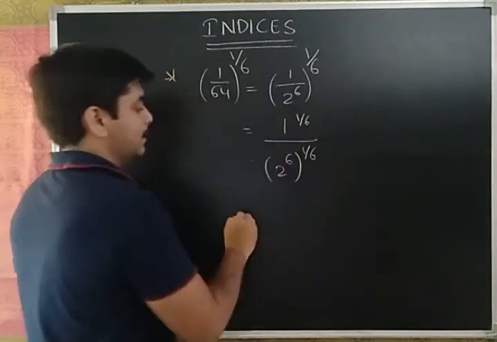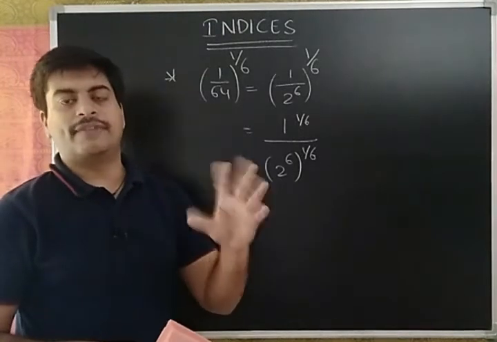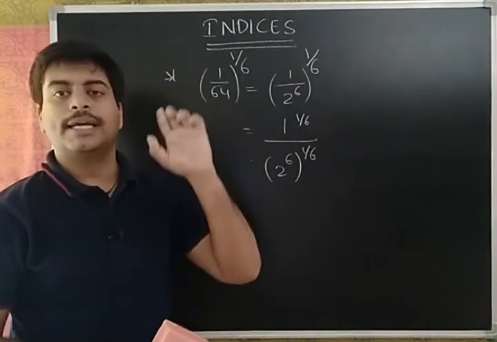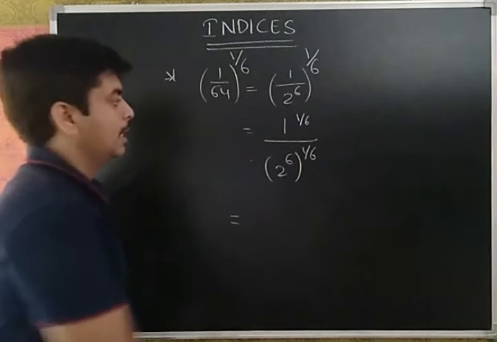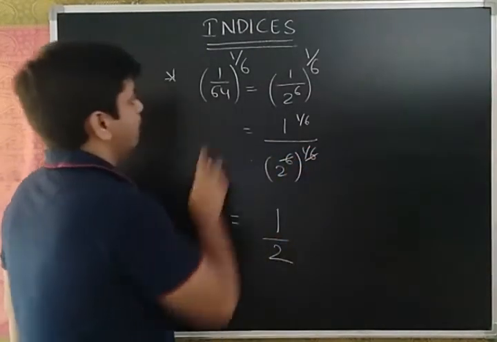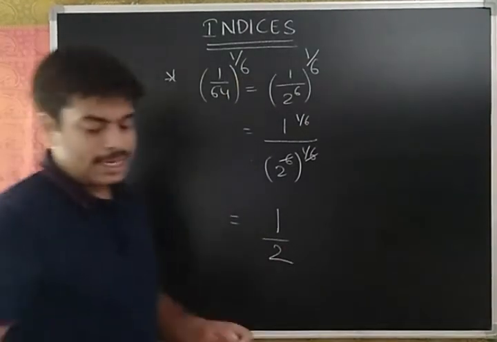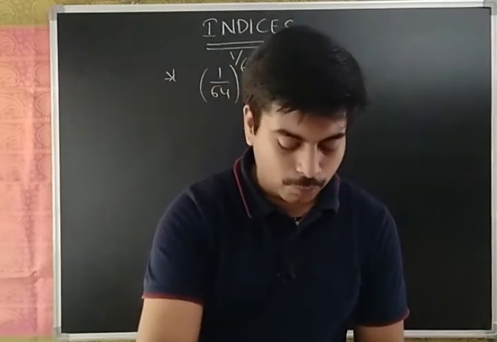What is 1 power 1 by 6? 1 power any number, 1 power any fraction, decimal, whatever number it is, always equal to 1. Okay, so this is 1 and this 6 and 6 gets cancelled by 2. So 1 by 64 whole power 1 by 6 is 1 by 2. Similarly, let us see a few more questions here.